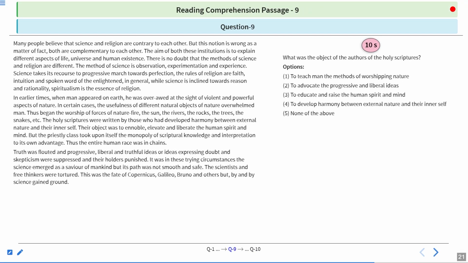What was the object of the authors of the Holy Scriptures? Options are: to teach man the methods of worshipping nature, to advocate the progressive and liberal ideas, to educate and raise the human spirit and mind, to develop harmony between external nature and the inner self, and none of the above. You have 10 seconds to answer.